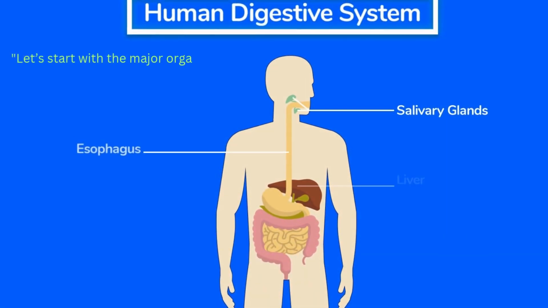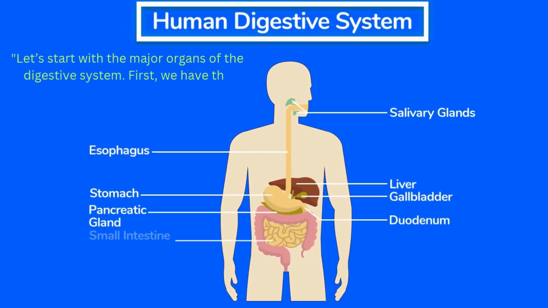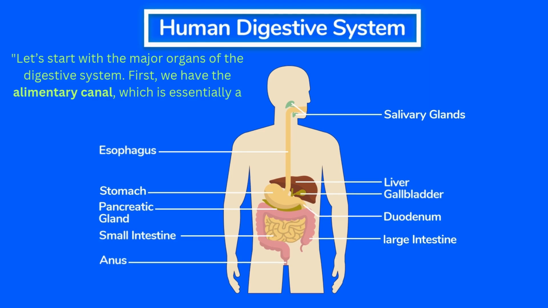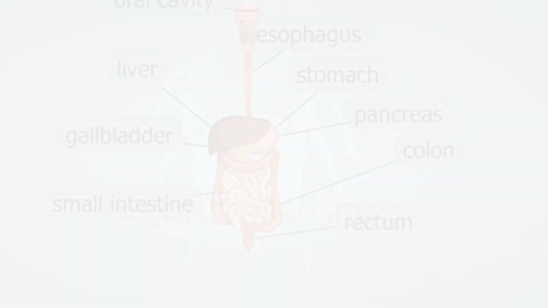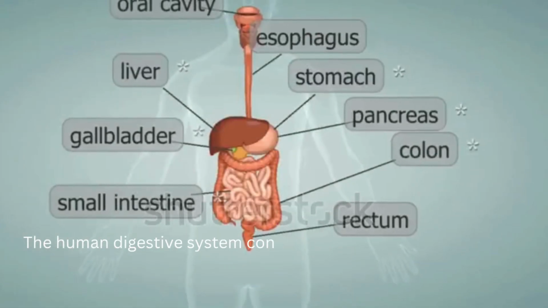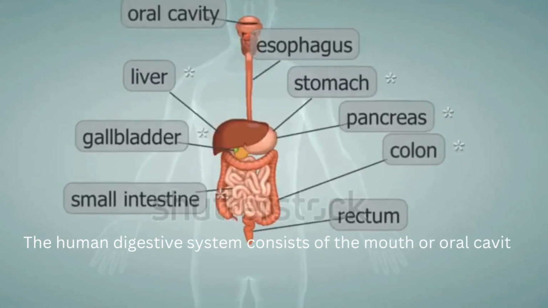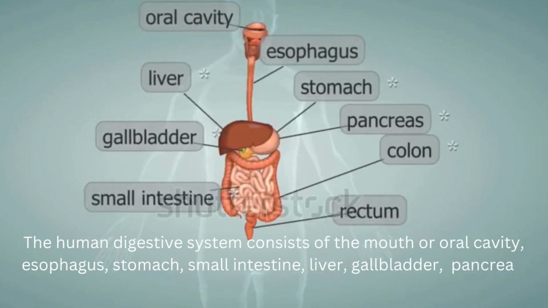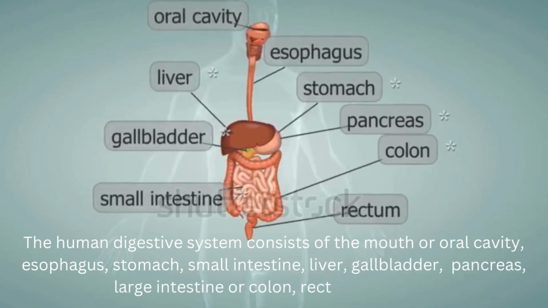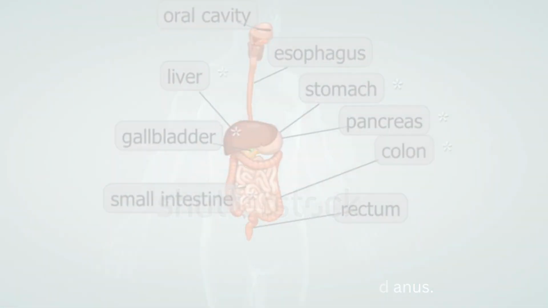Let's start with the major organs of the digestive system. First, we have the alimentary canal, which is essentially a long tube that runs from the mouth to the anus. And the human digestive system consists of the mouth or oral cavity, esophagus, stomach, small intestine, liver, gallbladder, pancreas, large intestine or colon, rectum and anus.